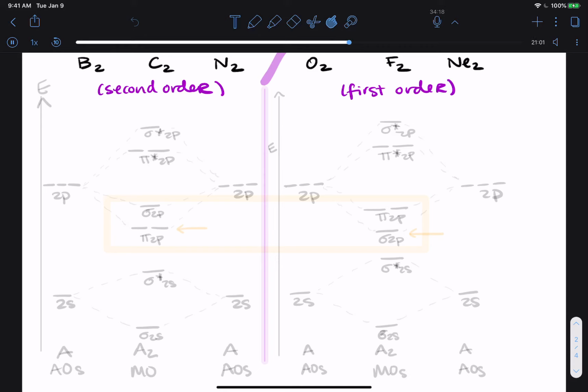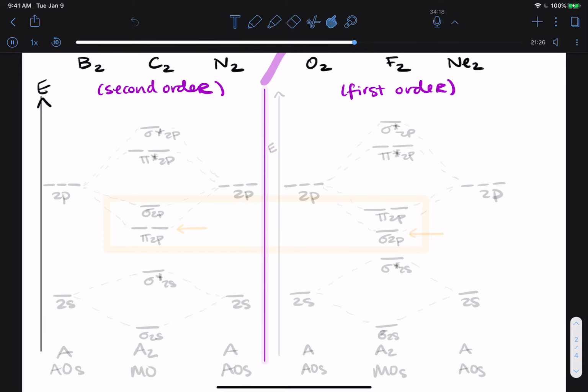So let's do another big dividing line just so they don't overlap too much. So that's going to divide the second order from the first order. And then for my second order diagram, let's get an energy label here. Hopefully this is big enough. Put my E at the top just in case.